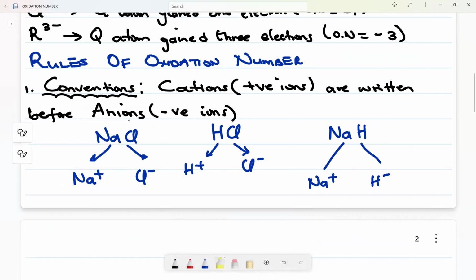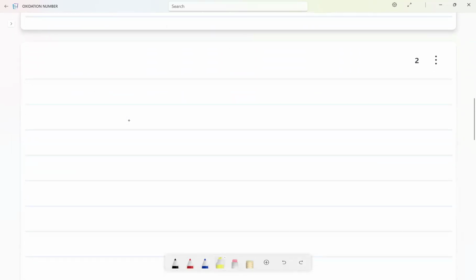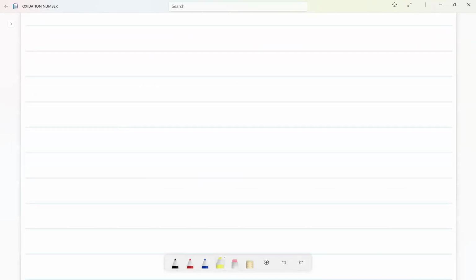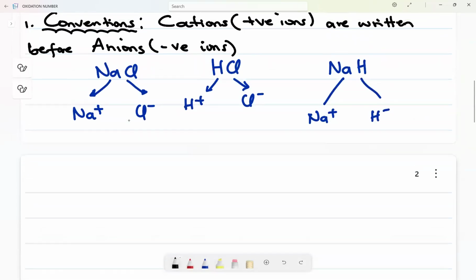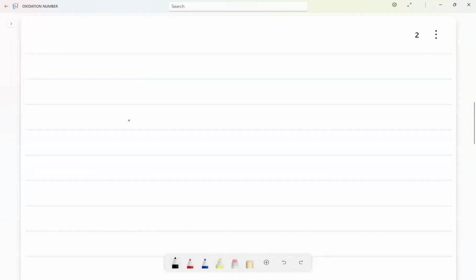Why? So that when I say plus one minus one, it gives me a charge of zero, which we will discuss, why the charge needs to be zero. Now the second one, remember this was the first one, convention. The second one we're going to refer to is the oxidation number.